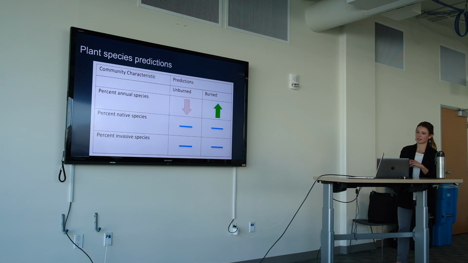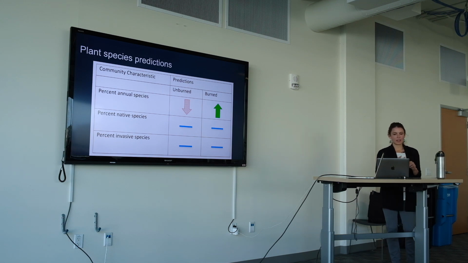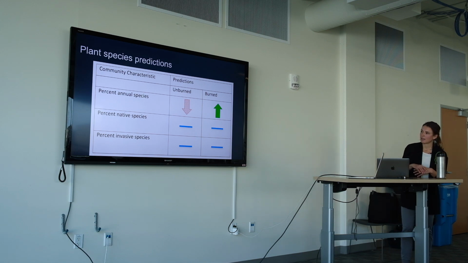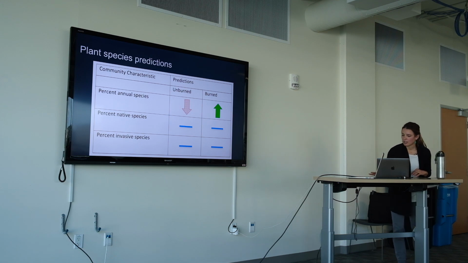So in addition to looking at how species composition changed, I wanted to look at how some of the traits of the plant and bee communities changed following fire. So within the plant community, I looked at the percent of annual versus perennial plants, native versus non-native plants, and invasive versus non-invasive plants. And because fire increases the flow of available nutrients, fire is generally followed by a flush of annual plants. So I expected to see increased annual plants following fire. And there isn't that much data on how fire impacts natives and invasives, so I didn't really know what to expect and didn't expect to see many significant changes.